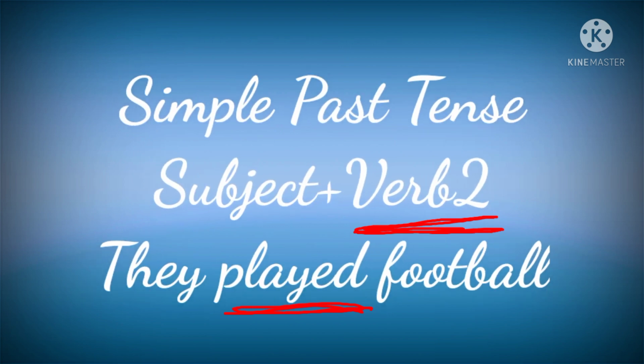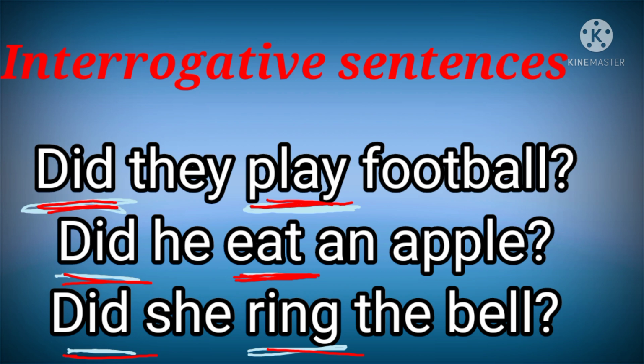A simple past tense form is subject plus verb two. That is the form for statements. Example, they played football. You see, verb two is used here. For all the verbs, there are 3 forms for regular as well as for irregular verbs, and the second form, that is past form, is used in simple past tense. This is the structure of an interrogative yes or no question in simple past tense.